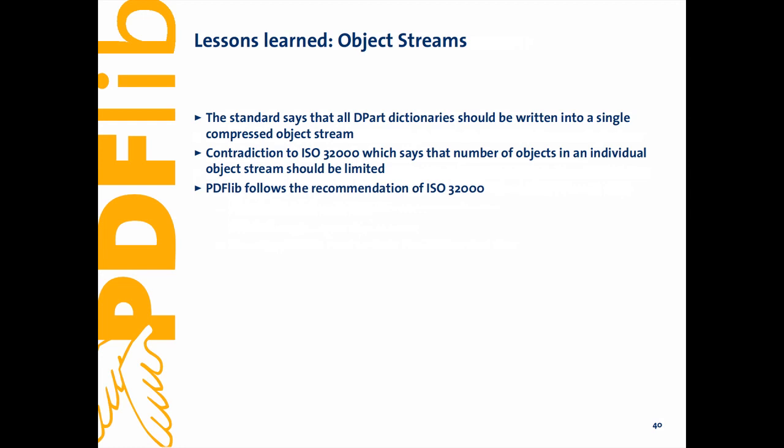If you have very large PDF documents with hundreds of thousands of pages and maybe hundreds of thousands of document parts, we thought there might be a problem, so we followed the recommendation of ISO 32000. So it's ISO 32000-2 where the dpart dictionaries are still not finalized.